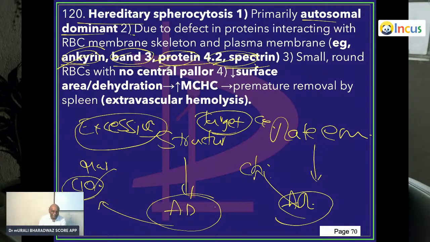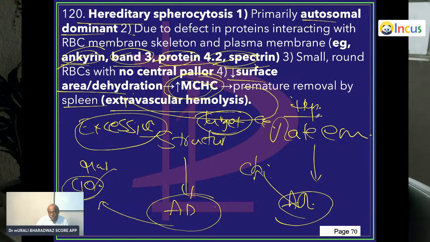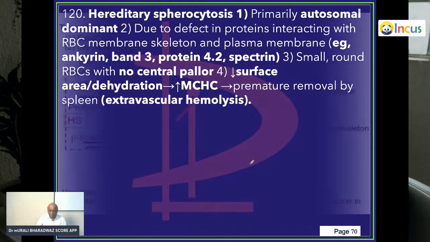That's the only reason. So the decreased surface area, because a spherocyte has a decreased surface area compared to the biconcave disc of a normal RBC, leads to increased MCHC, and that leads to premature removal of the spherocyte by the spleen. That's the reason it is an extravascular hemolysis. And how will the haptoglobin levels be in extravascular or intravascular hemolysis? Mainly it will decrease in intravascular hemolysis. In extravascular it also happens, but not that characteristically.